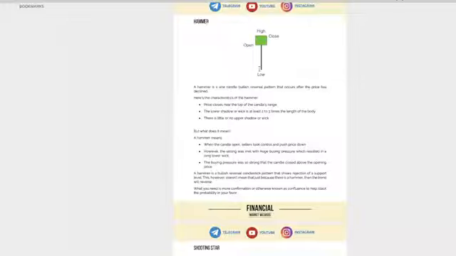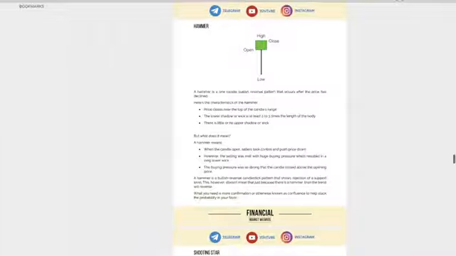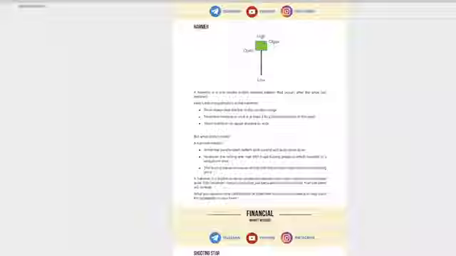But a word of caution is that you don't just trade every single hammer that you see. One mistake that a lot of new or beginner traders make is they take this information out of context. They say, oh, so trading is just about finding hammers, and they go around trading hammers. That's going to blow your account. So please do not do that.